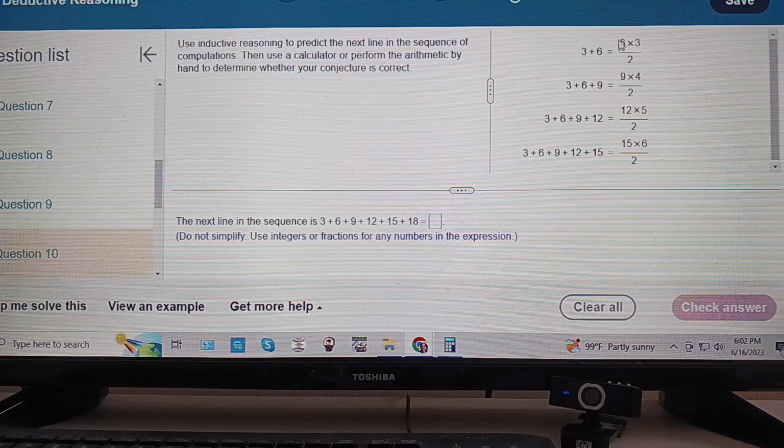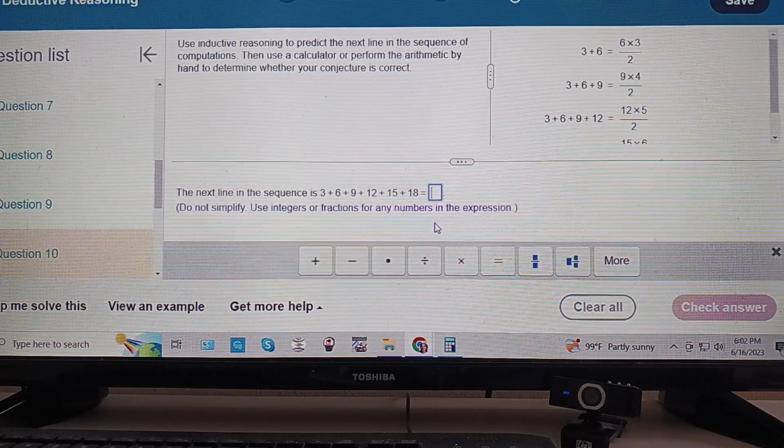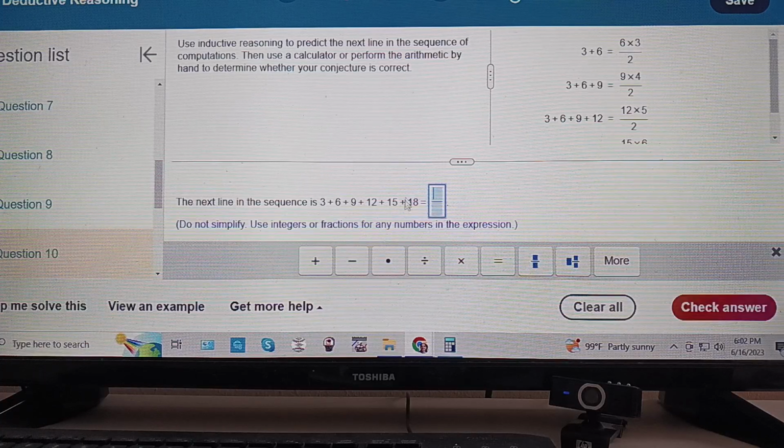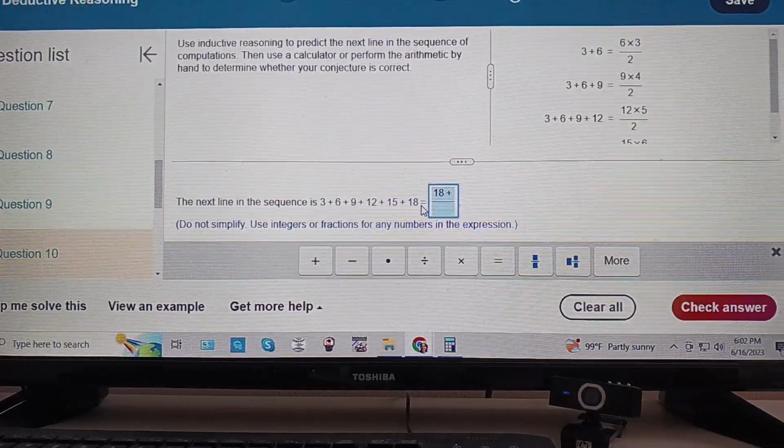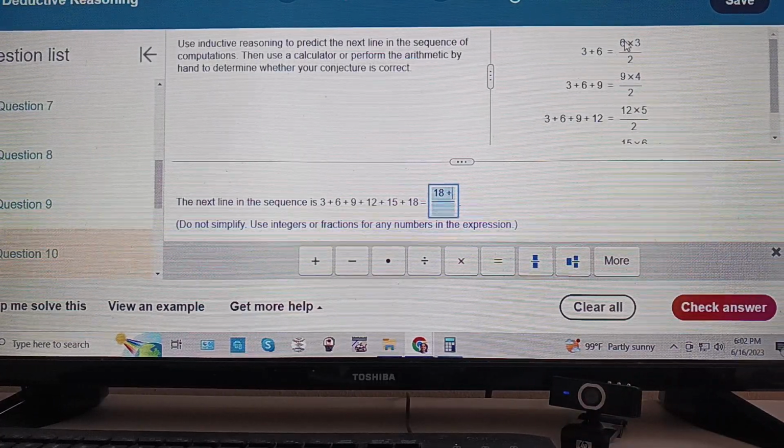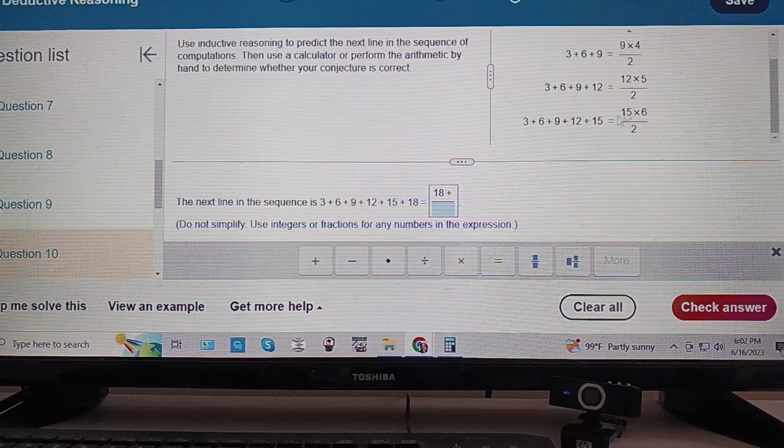See the 6 here? Then you go to 9. That's the last number here. 12 is the last number there. 15 is the last number there. So apparently in my answer, if I click this fractional tool button, since the 18's last here, this should start with an 18 before I get to the plus. That's one way to see it. But also another thing is 6 plus 3 is 9. 9 plus 3 is 12. 12 plus 3 is 15, and 15 plus 3 is 18. So different ways to see the pattern.